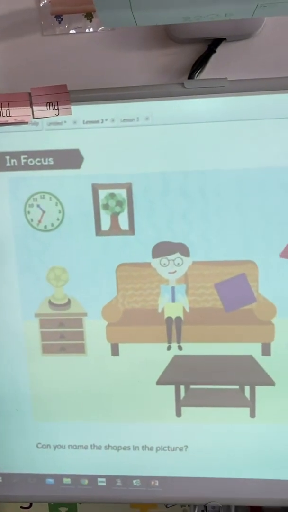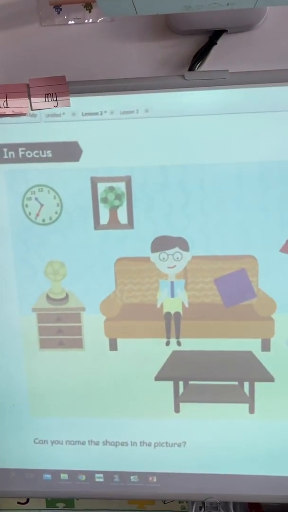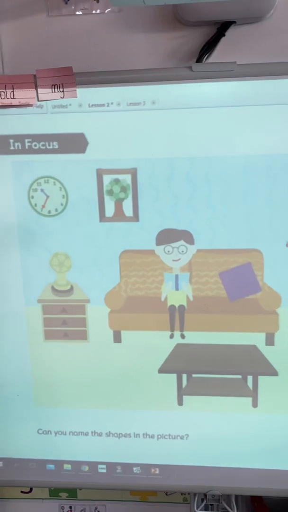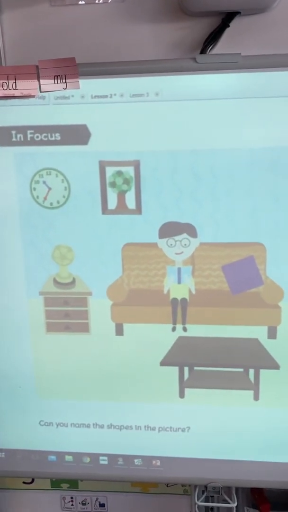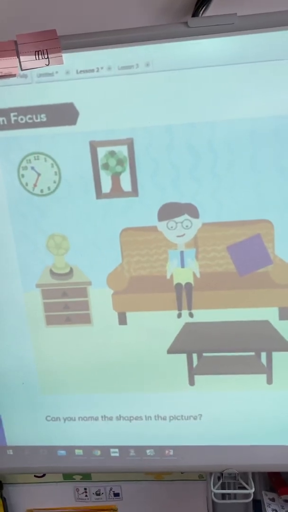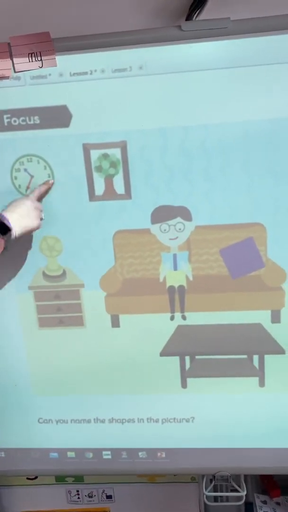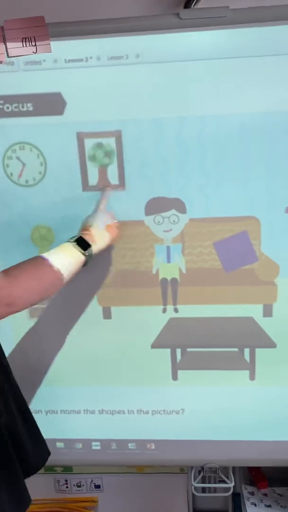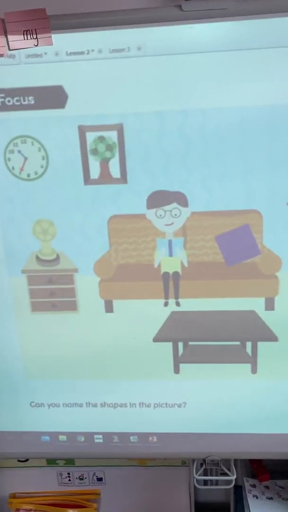So your first thing you need to do is to get in your textbook on page 113 and this is what the Infocus Test looks like, okay? So then it says, can you name the shapes in this picture? So have a look at this picture, can you spot any shapes? So what's this one? Have a look and see if you can spot any more, okay?